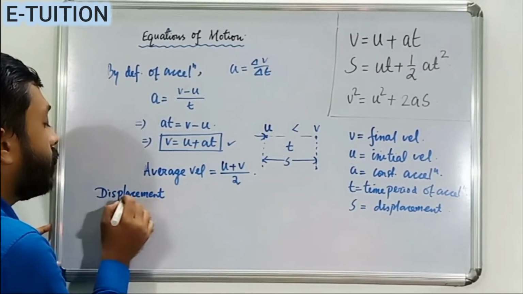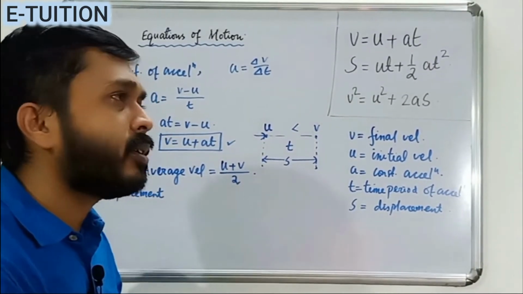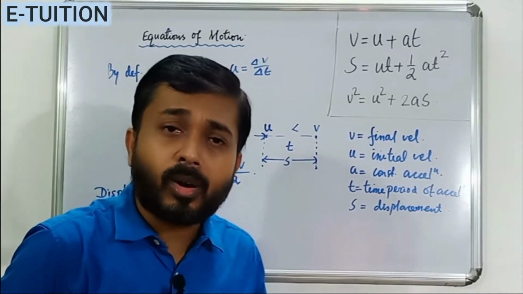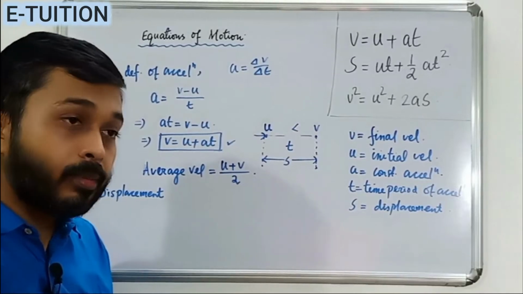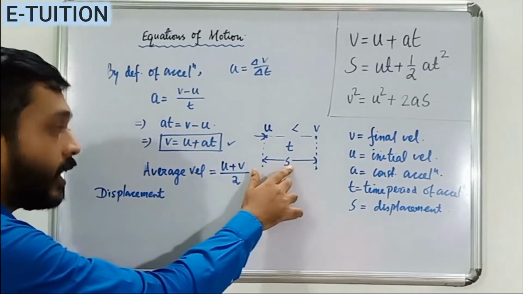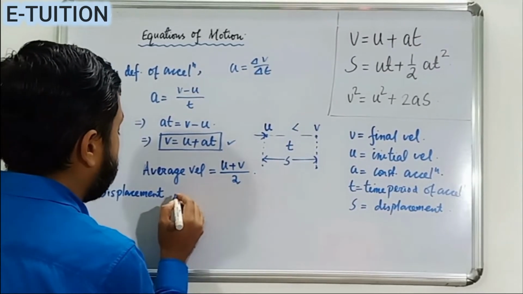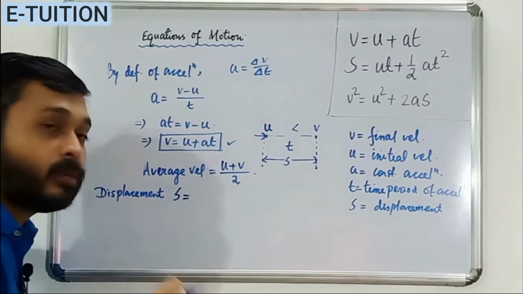So here this s, or displacement, is the distance traveled along a straight line, because in this chapter we are concerned with motion in one dimension, or motion in a straight line. So along this straight line path the body is traveling a distance which is s, displacement, equal to average velocity multiplied by time.